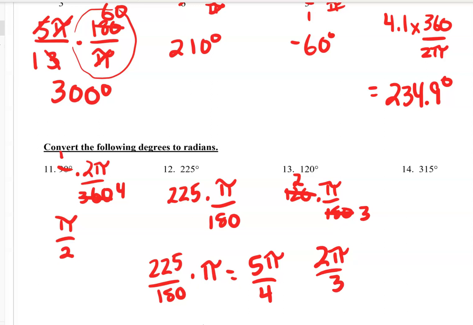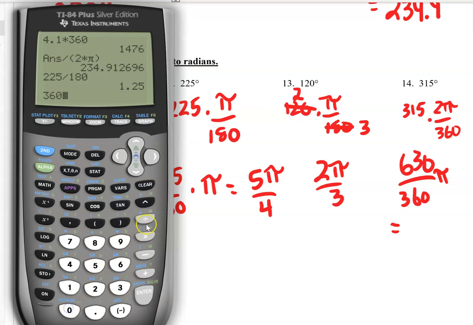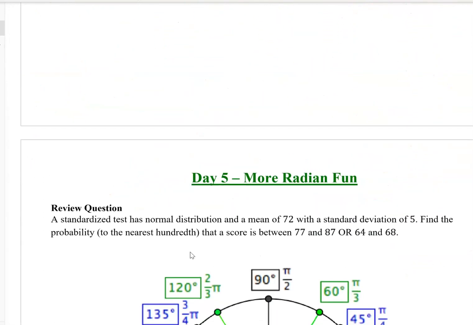And lastly, 315 degrees. 315 times 2 pi over 360. We'll simplify our fraction. This is 630 over 360 times pi, .75. So 7 pi over 4. Now, this is also the same as negative pi over 4. Either way is fine. And that is the end of day 4.